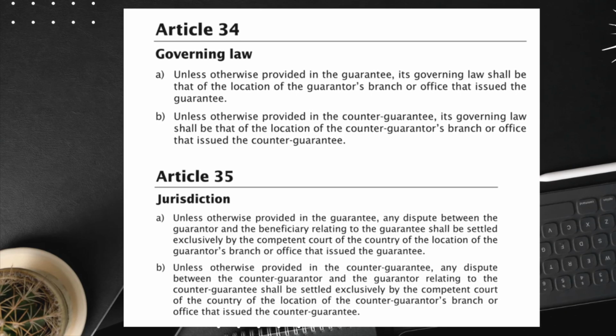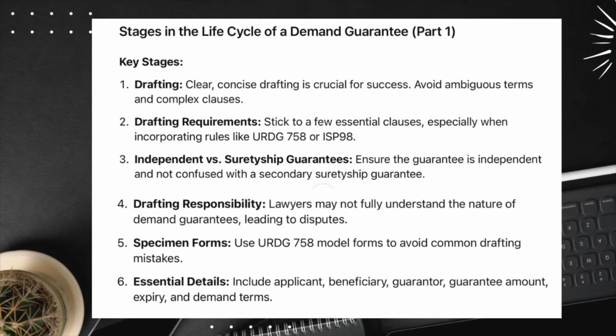To sum up, clear and concise drafting is the key to successful demand guarantee practice. Many disputes and legal arguments arise out of poor drafting. There should be no need to draft a long demand guarantee with many clauses. Instead, if you are incorporating URDG 758 in the demand guarantee or ISP98 in the standby letter of credit, in most cases you should be able to draft the instrument on one or two sides of an A4 paper. Only a few clauses will be needed because the answers to most potential questions are contained within these rules.